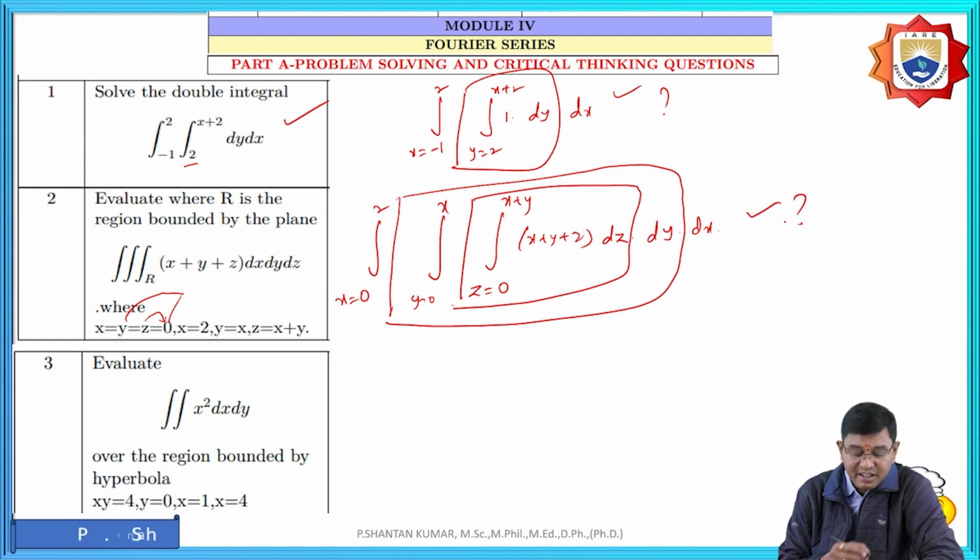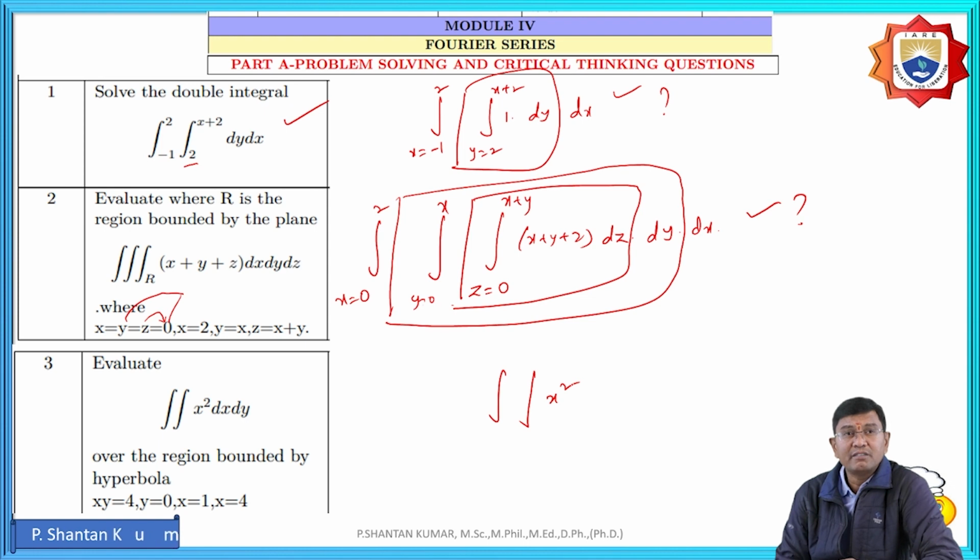And next, evaluate the double integration of x square dx dy over the region bounded by the hyperbola with the given conditions. Here also we need to draw the diagram, otherwise we cannot find the solution. It is a double integration of x square. Here we need to understand whether the limits are first integrating with respect to x or y.